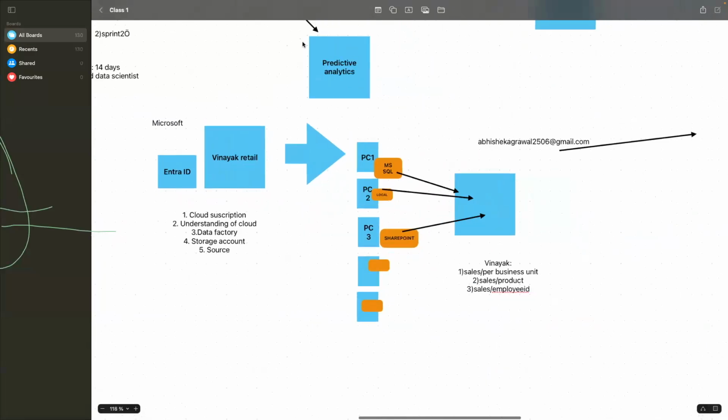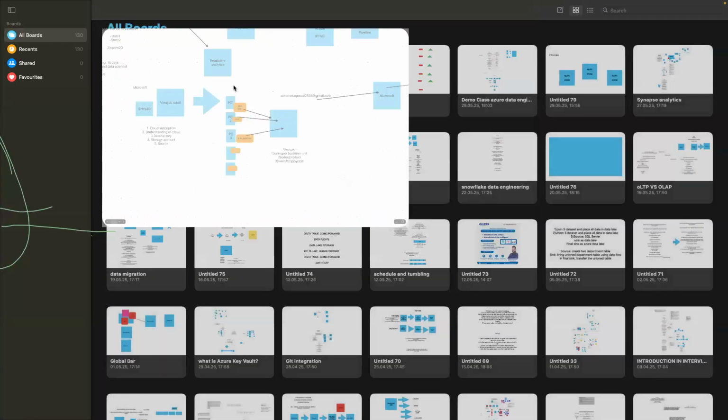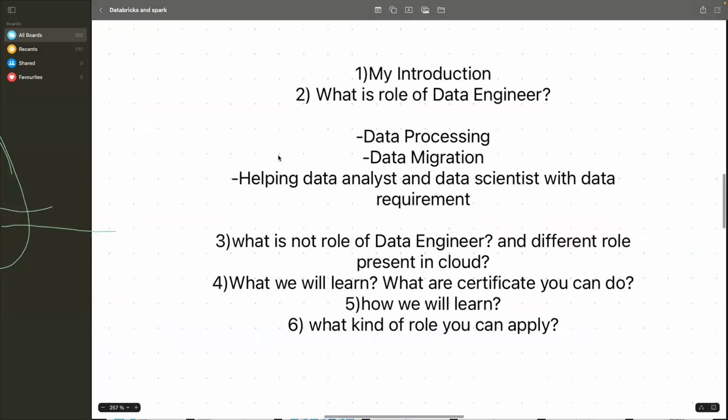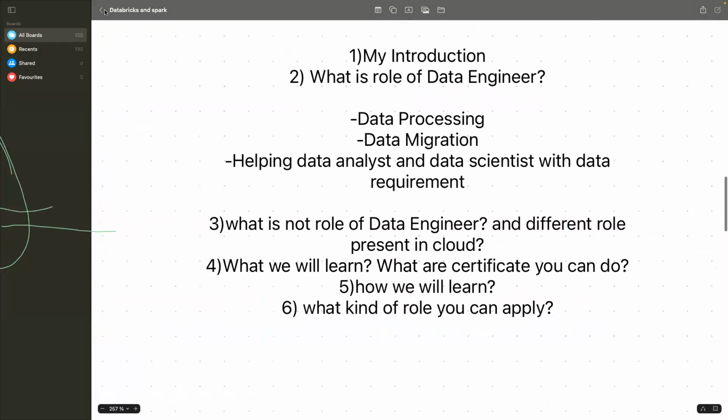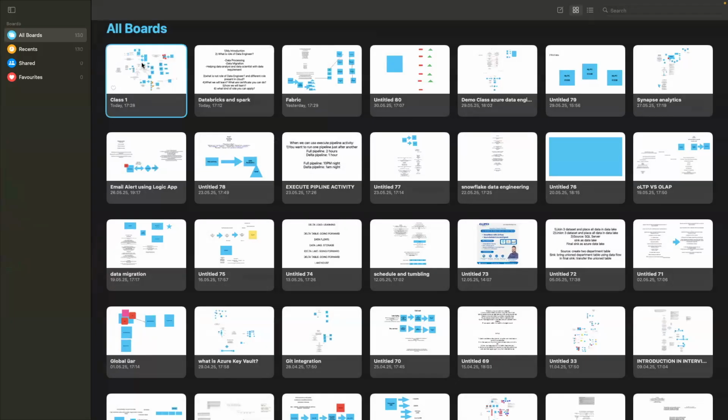Now I will try to go to a second topic from here. Does anybody have any question on this, guys? Otherwise, I will try to give a bit more explanation here.